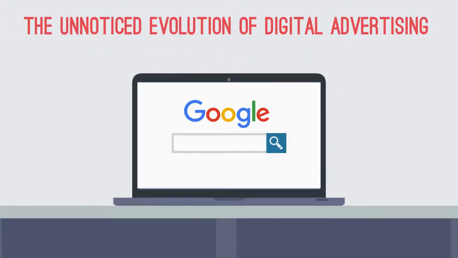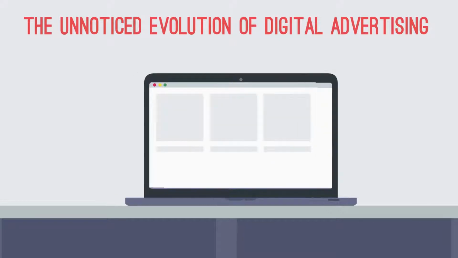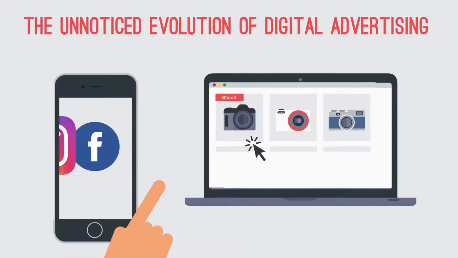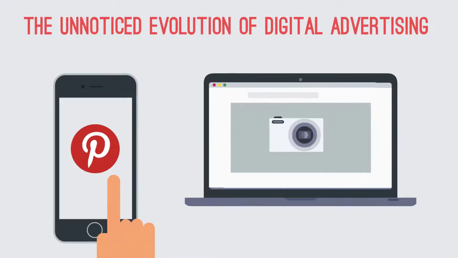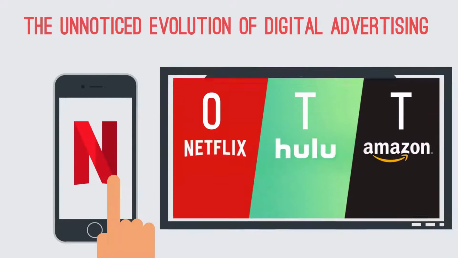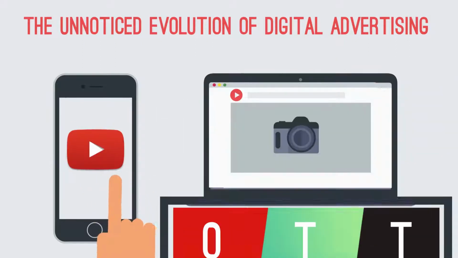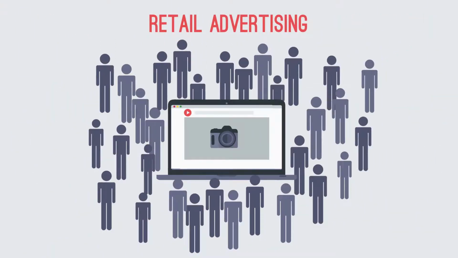The world has evolved from a predominantly text-based digital advertising world dominated by sites like Google to the more brand-friendly advertising world of images and videos offered by sites like Facebook, Instagram, Pinterest, and YouTube. Meanwhile, TV has shifted to over-the-top streaming services. This shift has seen retail advertising become the biggest opportunity.